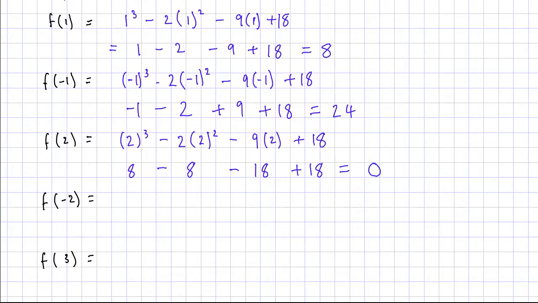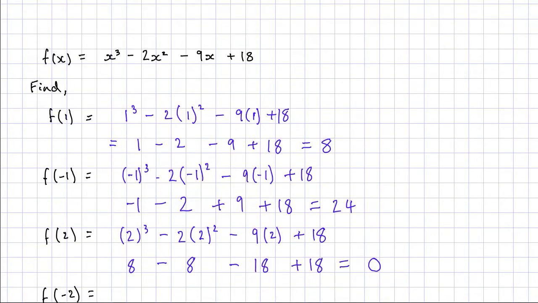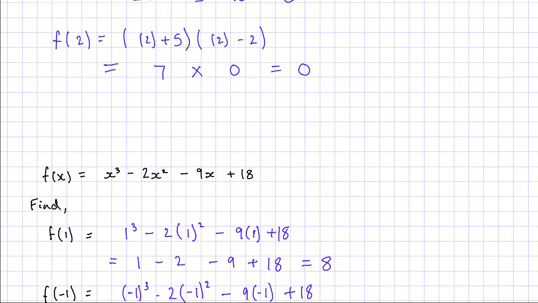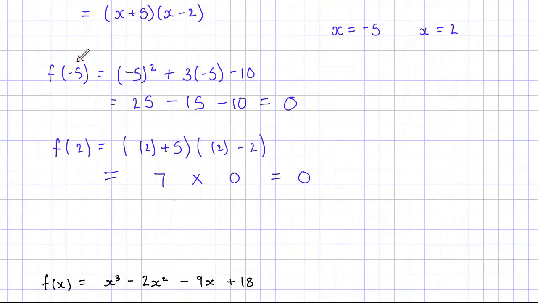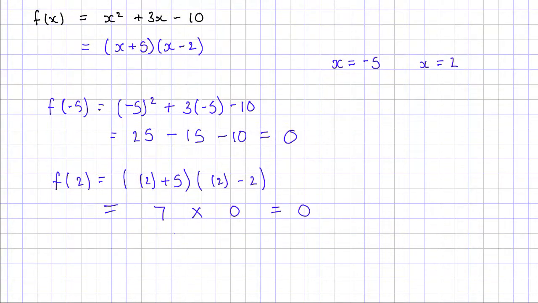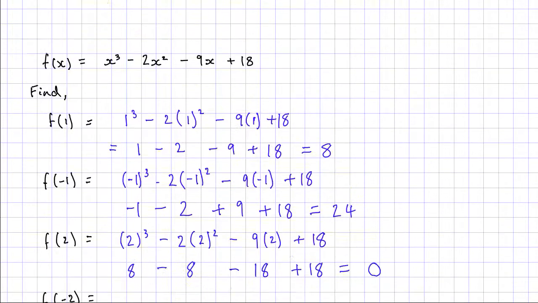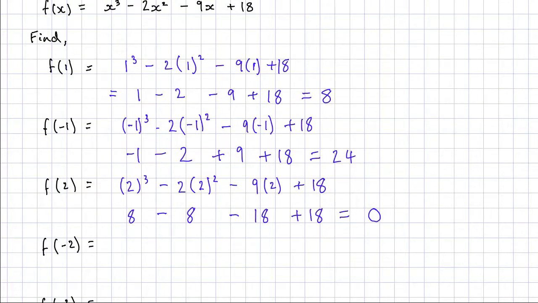So I have 0 here, and I want you to think about what this means. So I tried f of 2, and that gave me 0. Now here, when I tried f of minus 5, I got 0. But then I knew that x plus 5 was a factor of my expression. Also, when I tried 2, I knew x minus 2 was a factor of my expression. So I've tried 2 in my cubic function and I got 0. So this must mean that x minus 2 is a factor.